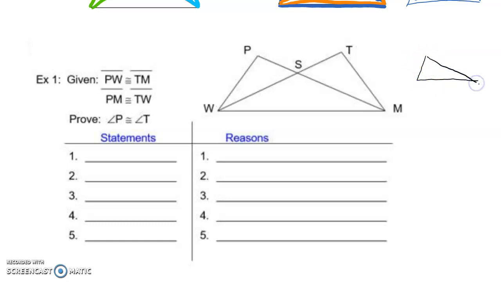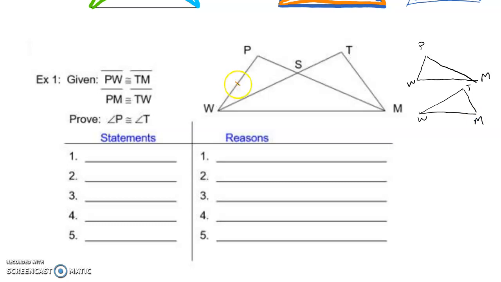And you don't have to draw it to scale. It doesn't have to be perfect. But if you can separate these out and label them, that was P, that was W, and that was M, this is T, this is W, and this is M, sometimes that's a little bit helpful for you. Not required, but a strategy that you might want to use.